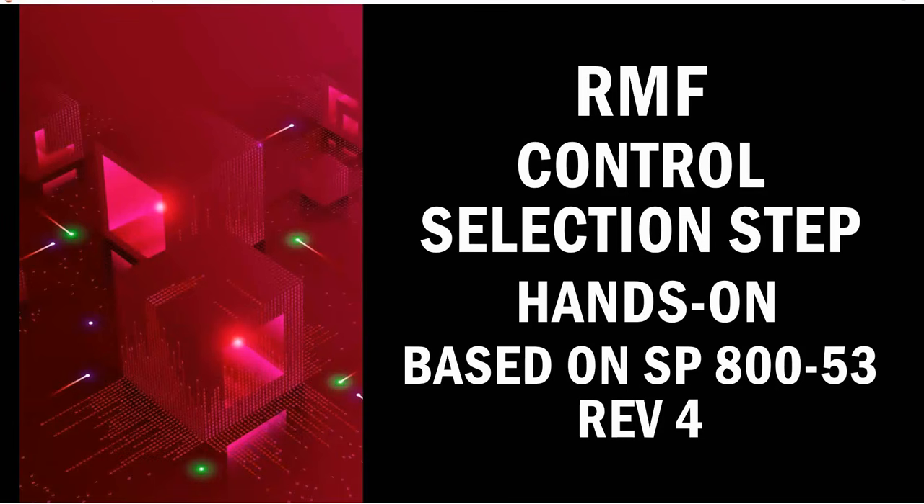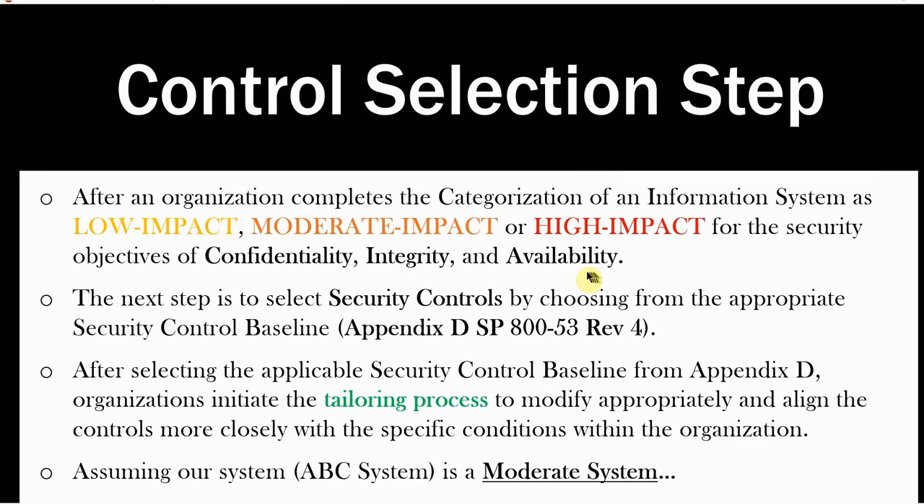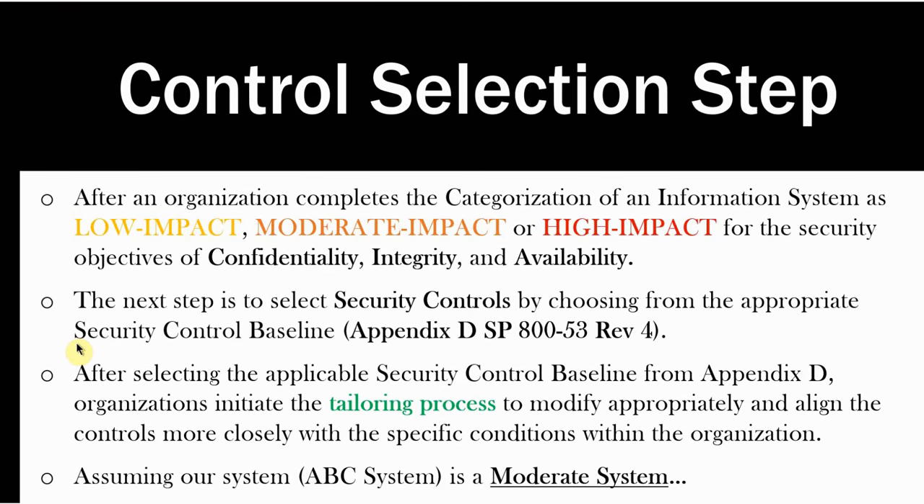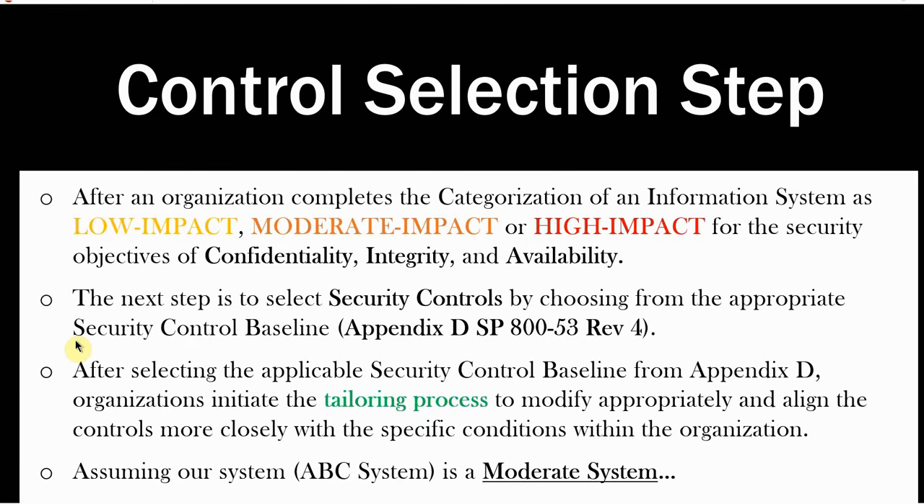So after an organization completes the categorization of an information system as low impact, moderate impact, or high impact for the security objectives of confidentiality, integrity, and availability, the next step will be to select the security controls by choosing from the appropriate security control baseline. That is Appendix D of Special Publication 800-53 Rev 4. And again, bear in mind, I'm using Rev 4 here. We're not using Rev 5 yet. So we're going to go over the control selection process in this video using 800-53 Rev 4.